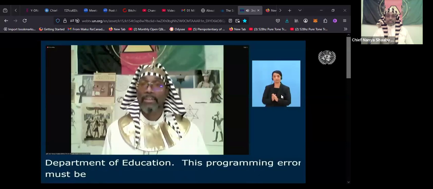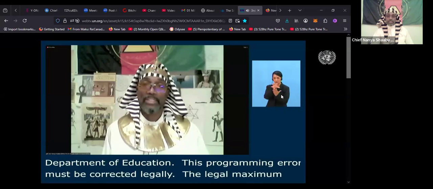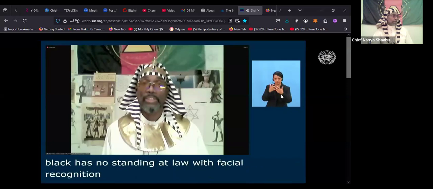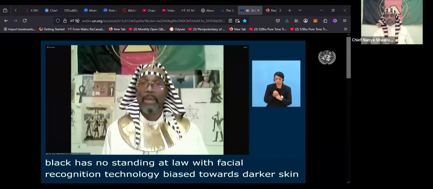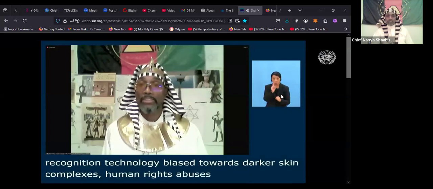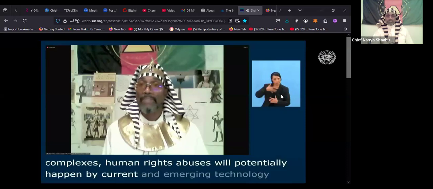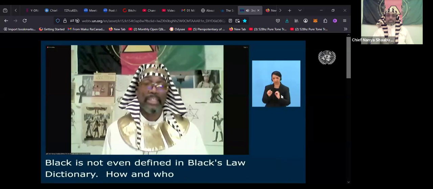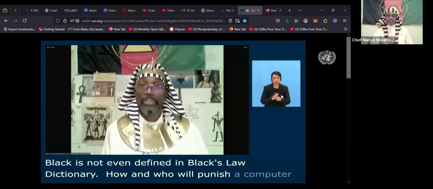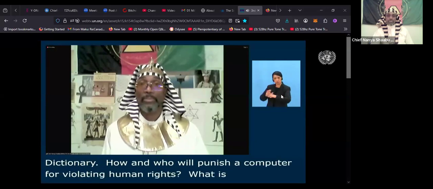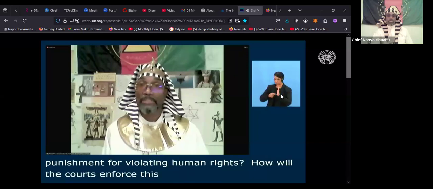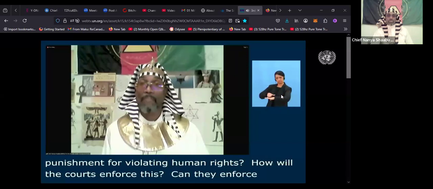With facial recognition technology biased toward darker skin complexions, human rights abuses will potentially happen by current and emerging technology. Black is not even defined in Black's Law Dictionary. How and who will punish a computer for violating human rights? What is a computer punishment for violating human rights? How will the courts enforce this? Can they enforce punishment against a computer for violation of human rights?